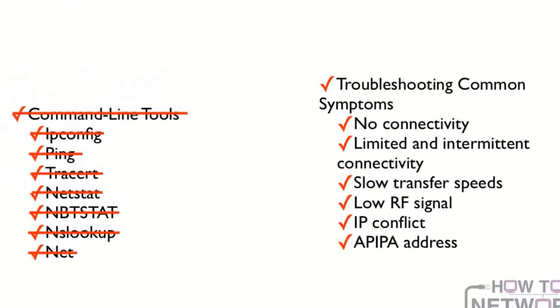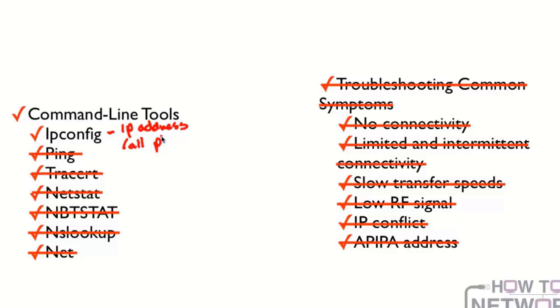Great. So now we've finished talking about troubleshooting common symptoms. We looked at no connectivity, limited and intermittent connectivity, slow transfer speeds, low RF signal, IP conflicts, and APIPA addresses. Let's go back over all these, starting with the command line. So we talked about ipconfig, which is used to give you your IP address, more or less. If you do this with /all, don't forget that'll also give you the physical address.